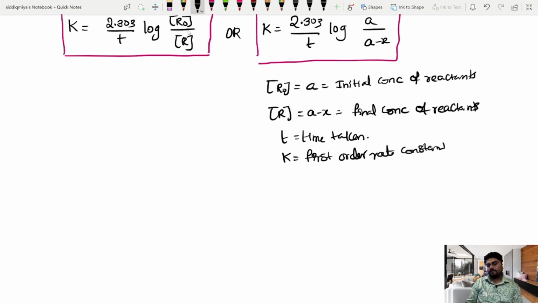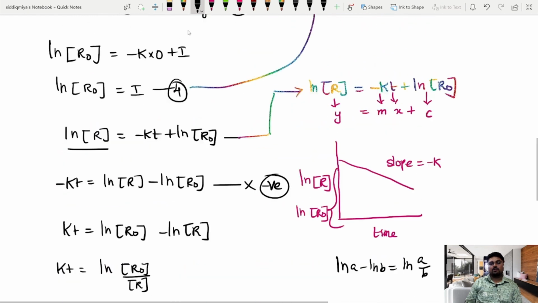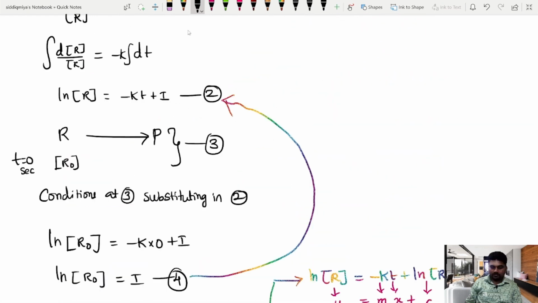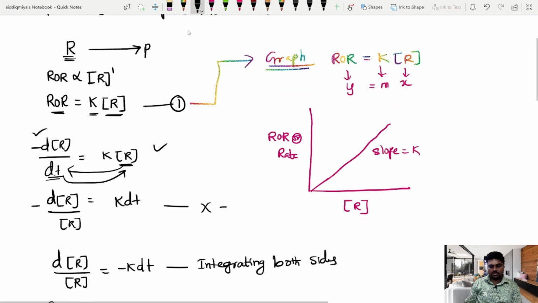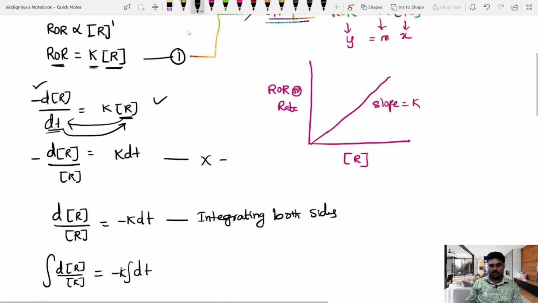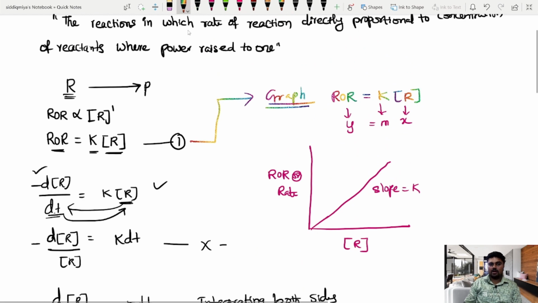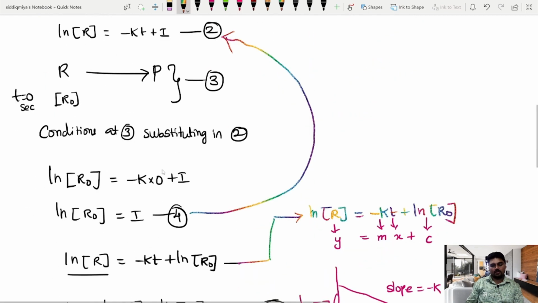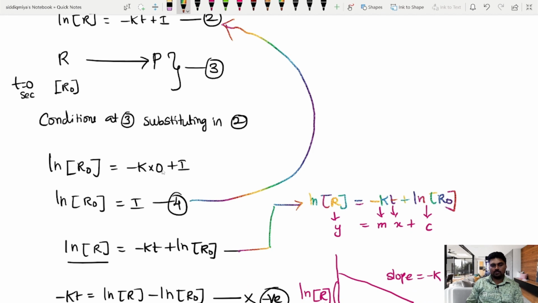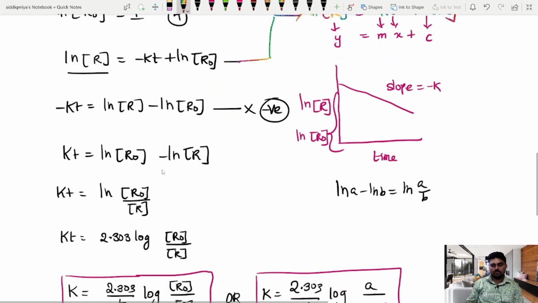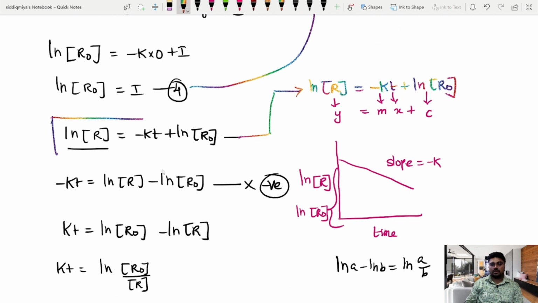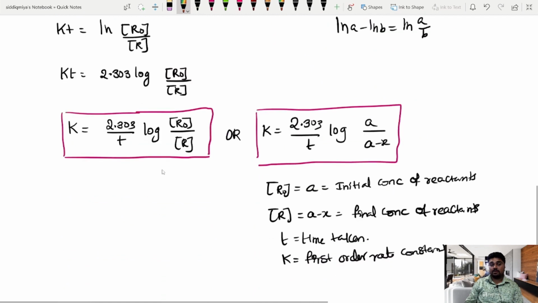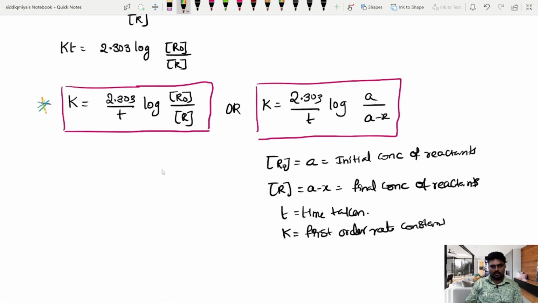In this whole derivation, dear students, a few formulas are important. First, rate of reaction is equal to k into R. This formula is important, and the graph from rate of reaction is equal to k into R is also important. And this formula is important: ln R is equal to minus kt plus ln R naught. They ask the graph from this one also, and this formula is important for mathematical calculations.